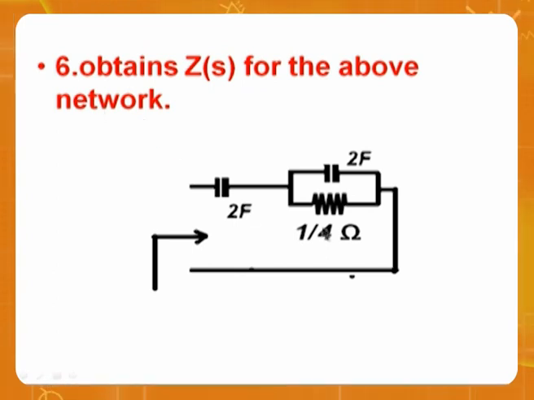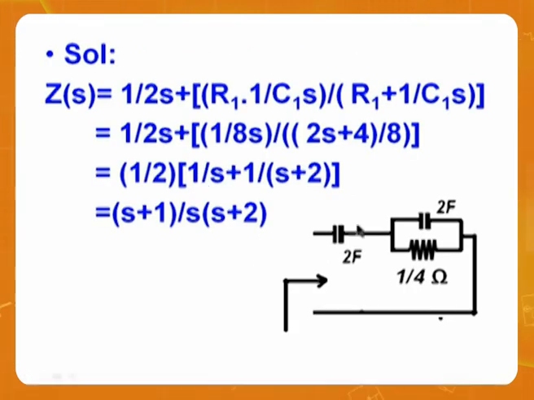Next problem. Obtain Z of s for the above circuit. That means this is 1 by 2s, 1 by 2s, 1 by 4. A parallel combination of 1 by 2s and 1 by 4 plus 1 by 2s will give you the same function. So you are very confident that what you have done has been retrieved. For the function you got the circuit, and for the circuit you got the same function. Therefore, you are doubly sure about your answer. This is just to confirm and give you confidence, so I am doing the problem in reverse order also.